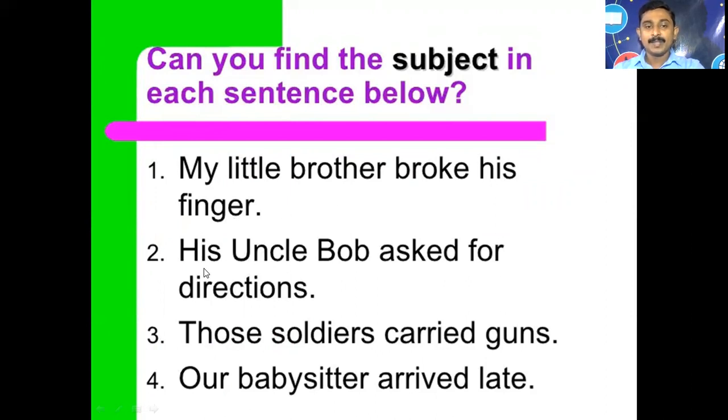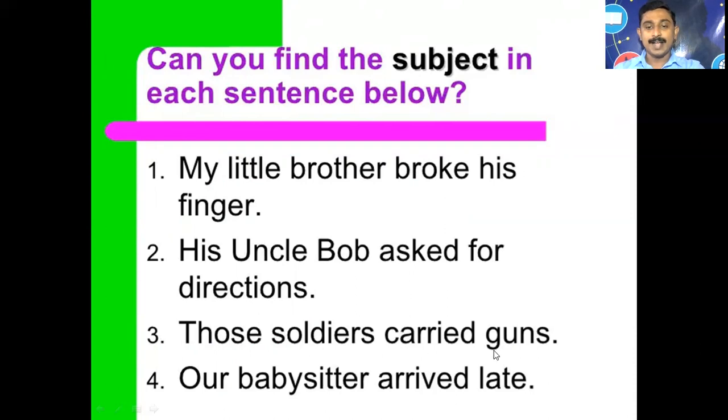Next sentence. His Uncle Bob asked for directions. What is the verb here? Ask. Who asked? His Uncle Bob. So his Uncle Bob is the subject. What did he ask? Ask for directions. Ask for directions is the predicate.